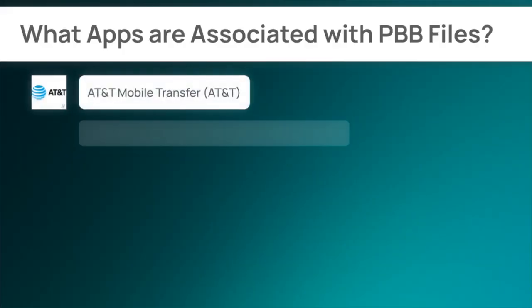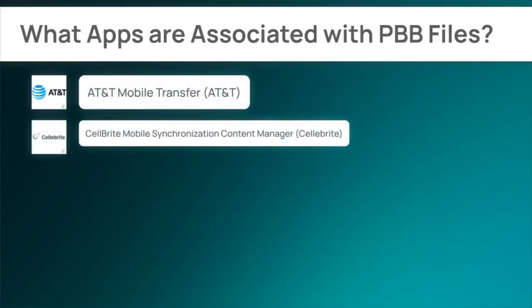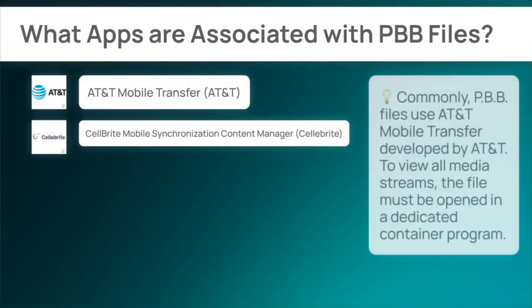The most trusted opener for the PBB file is consistently AT&T Mobile Transfer from AT&T. Windows cannot fully extract this archive type, requiring dedicated extraction software. Windows doesn't translate complex data structures, so specialized software is required to read them.